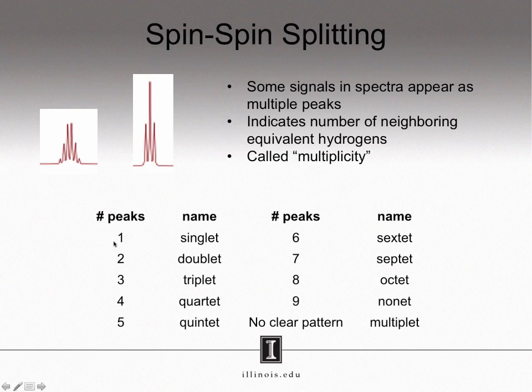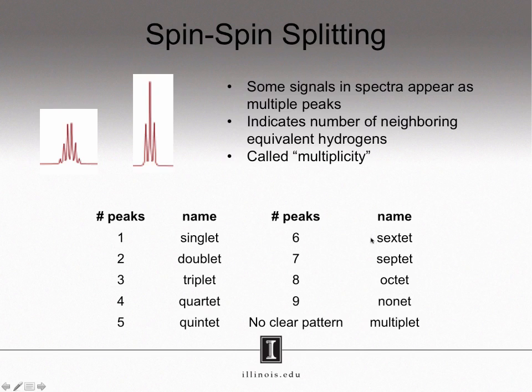If you see 1 peak in a signal, that's called a singlet. If you see 2 peaks, that is called a doublet. When I ask for the multiplicity of a signal, this is what I'm asking for. How many peaks are present? What's the multiplicity of this signal? It has 1, 2, 3 peaks. Therefore, this would be called a triplet. What about the signal on the left? There are 6 peaks. Therefore, that would be called a sextet.